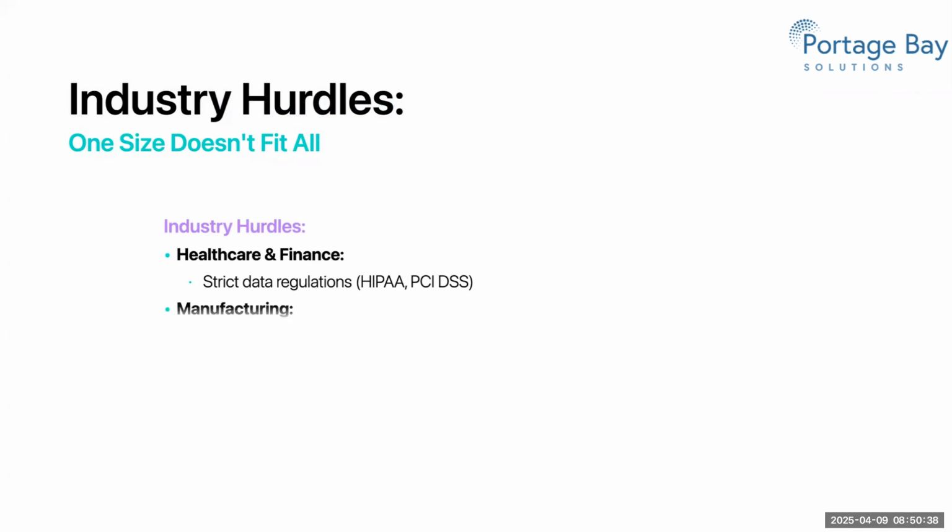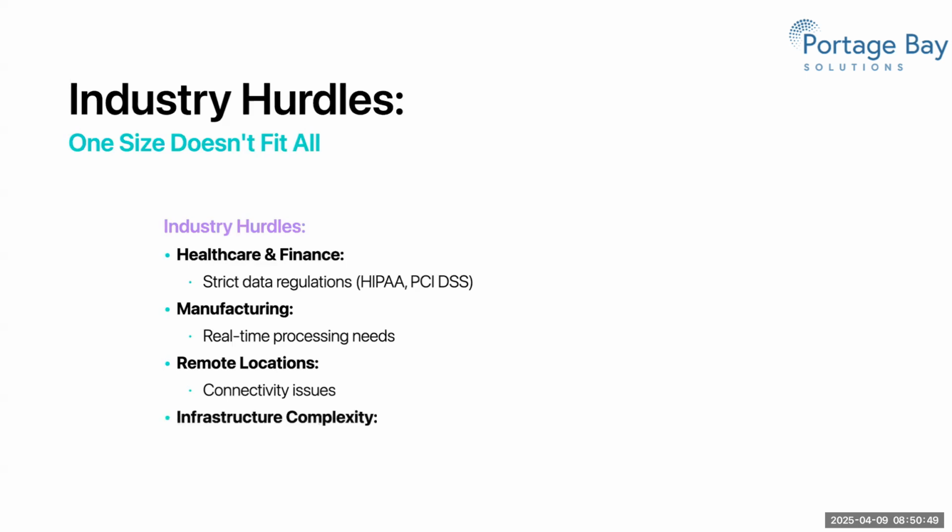Manufacturing needs real-time processing for things like quality control. Remote locations often struggle with reliable connectivity. And across many industries, the sheer complexity of integrating AI into existing infrastructure is a major hurdle. But local LLMs offer a powerful solution to each of these hurdles.